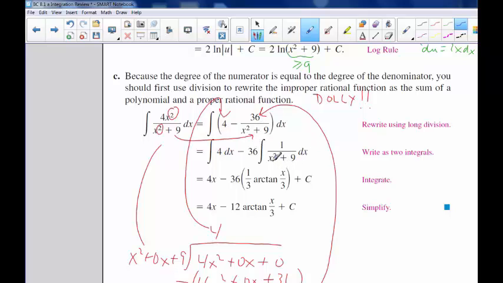U squared is x squared. U is equal to x. Du is dx. And a squared is 9, so a is 3. And we will stop right now and go on to the second one after this.